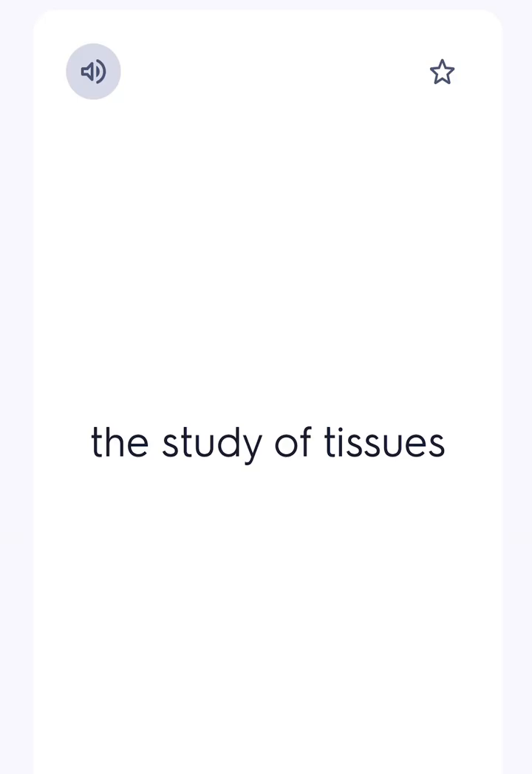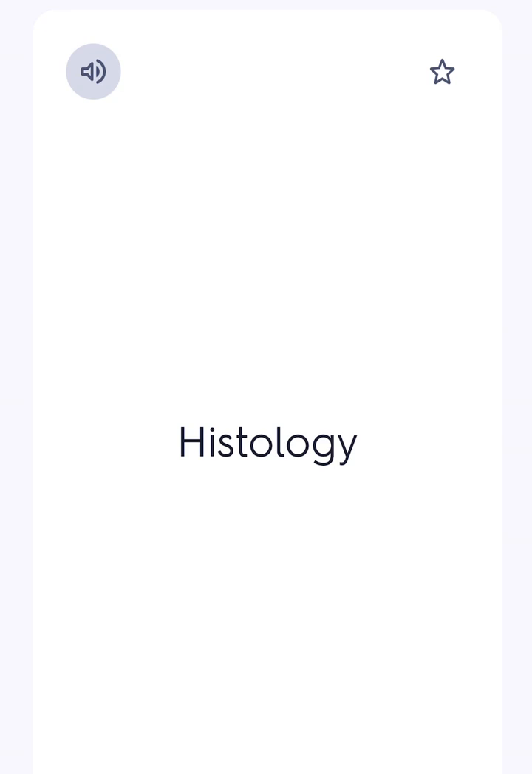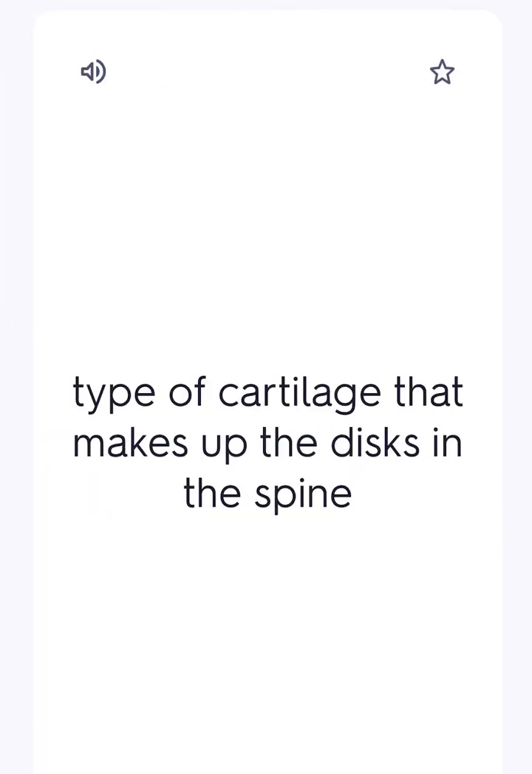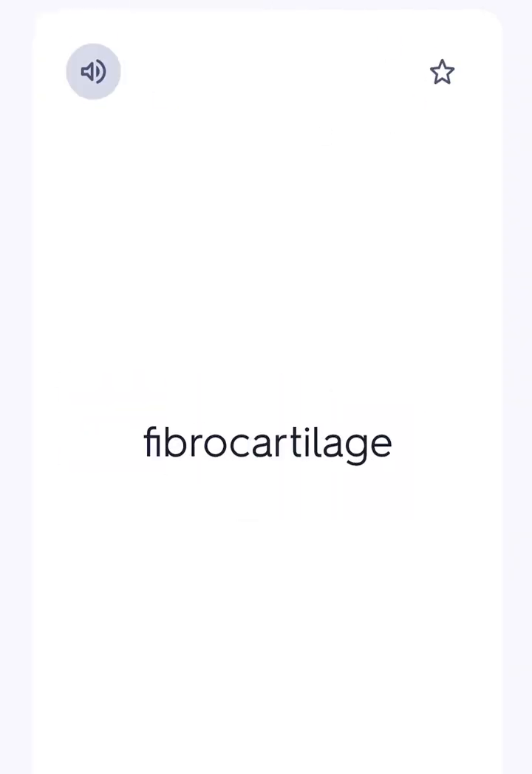The study of tissues. Histology. Osseous tissue. Bone. The most common type of muscle tissue. Skeletal. Type of cartilage that makes up the discs in the spine. Fibrocartilage.